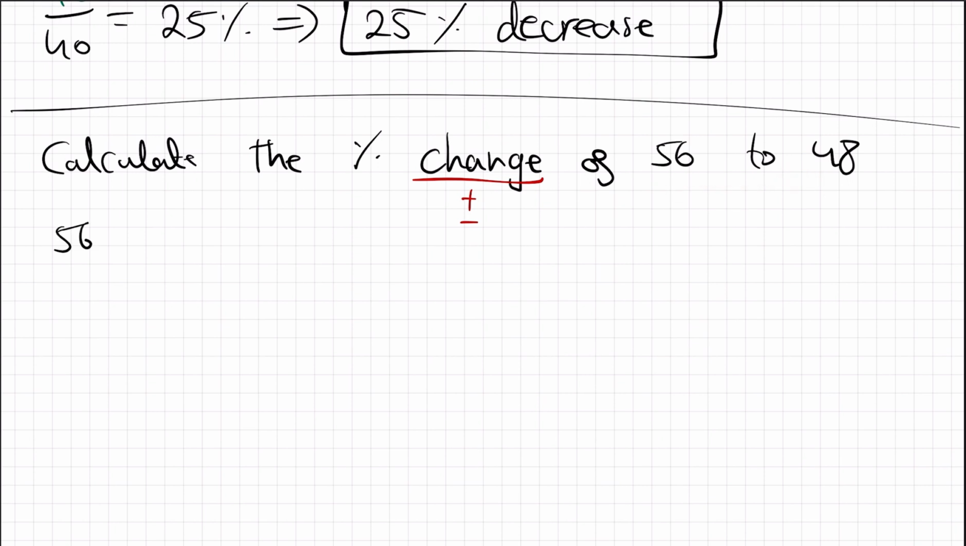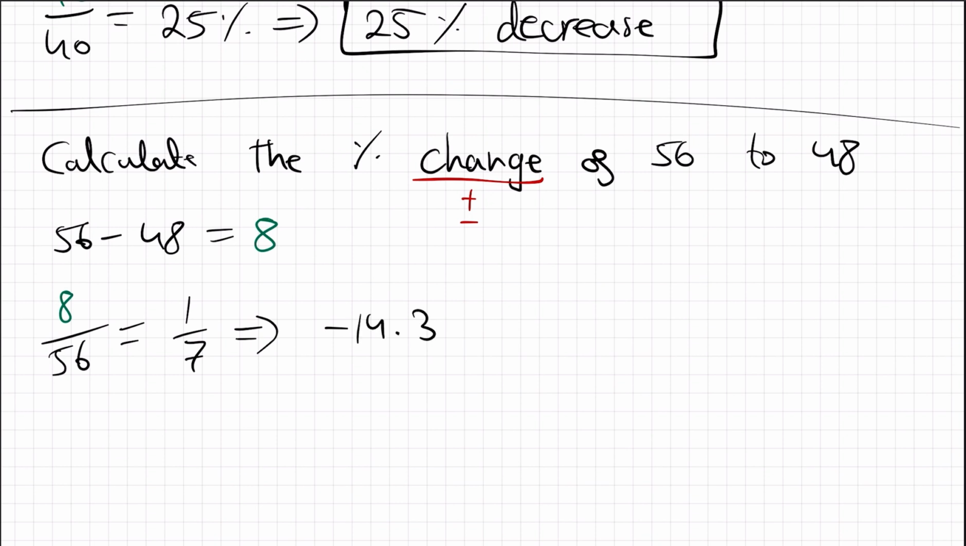We're going to get 56 minus 48, which is 8. And then what we're going to do is put this result over the original number, like so. So let's just do that. We're going to get 8 over 56, which is actually 1/7. I'm not too sure what that is as a decimal, so I'm just going to work that out now. Okay, yeah, so this is a negative 14.3 approximately percentage change.